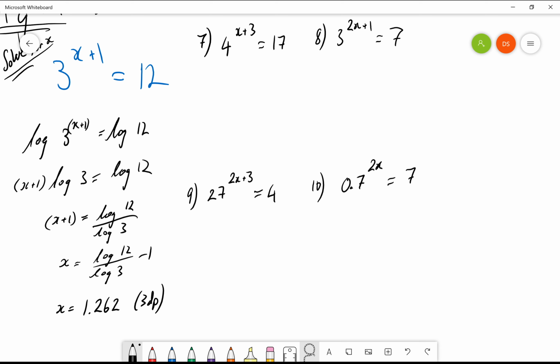I'm going to give you another minute on this and then I'll solve them. And remember, this is page 27 and 28 in your book. There's plenty of questions like this for you to do.